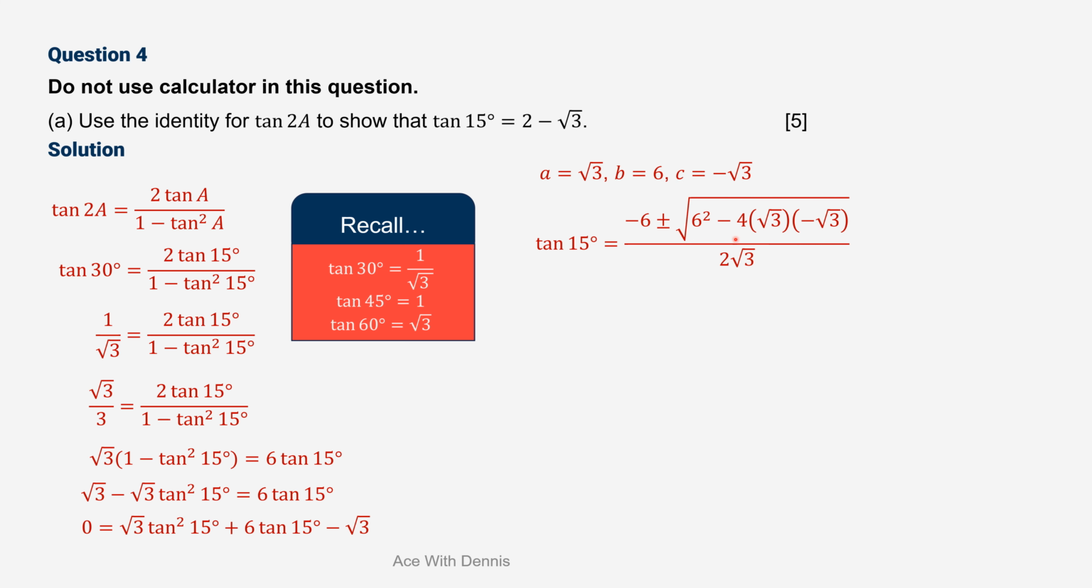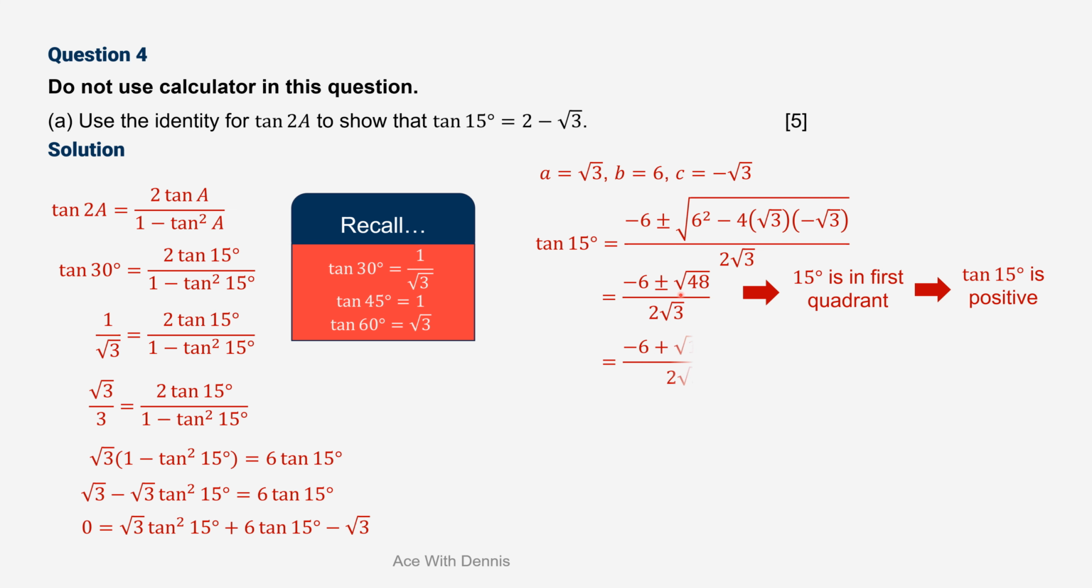Okay, so now from here, we know that 15 degrees is in the first quadrant, so tan 15° in the first quadrant is positive. Hence, we can ignore the negative sign here. It becomes negative 6 plus √(16 times 3) over 2√3. Alright, so why do we want to do this? Because we can square root 16 and we get negative 6 plus 4 times √3 over 2√3.